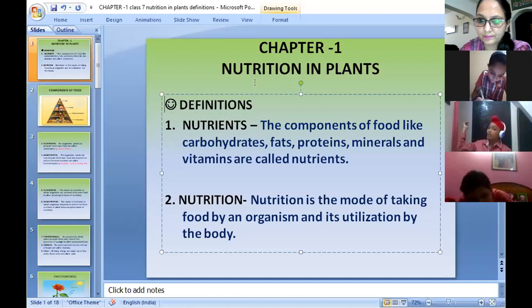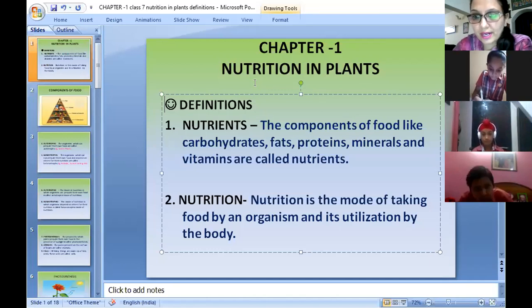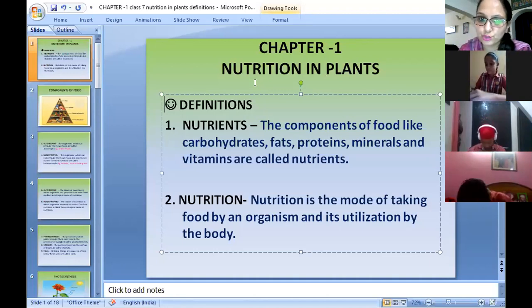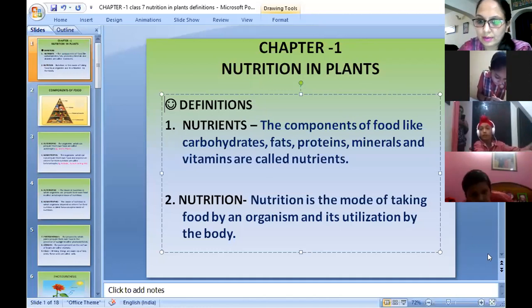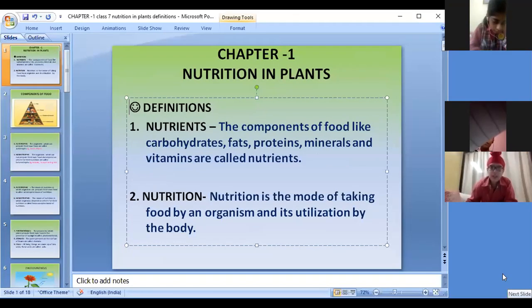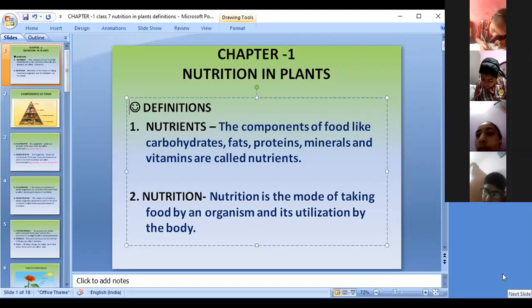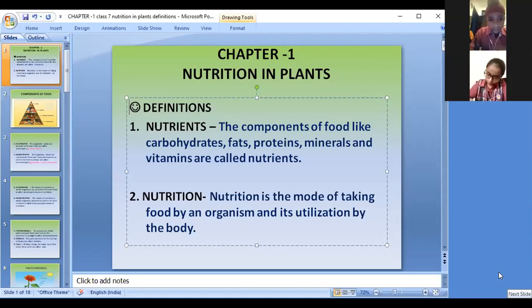Okay, great. Done. So now with the pink pen, you will write a heading, definitions. And first definition is nutrients. Okay. Are you able to do, all of you? Yes, ma'am. Very good. I'm happy with the discipline. Very good class. Keep it up.